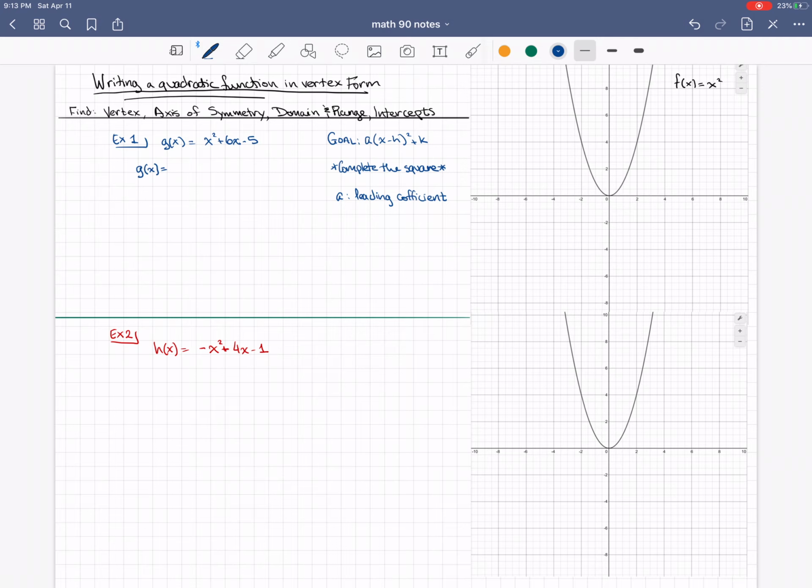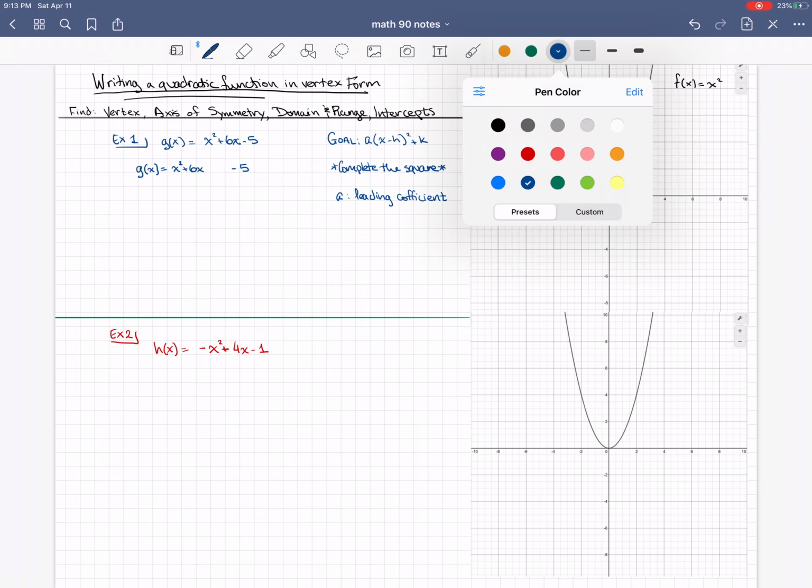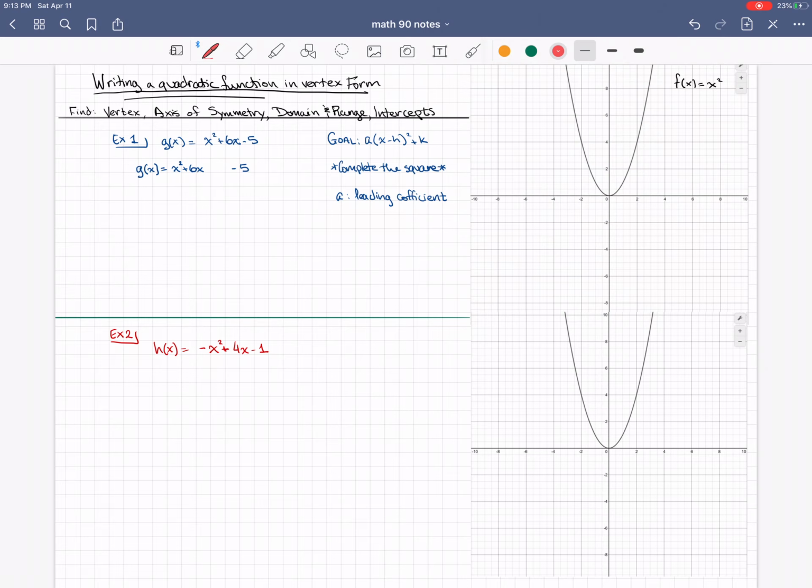I say, let's complete the square on the first two terms. So I give myself a little space here. I still write the minus 5. So you'll notice I just rewrote the original function, but with this space in the middle. And now I'm going to pick some other color. We haven't used this pretty coral red in a while, so let's use that.